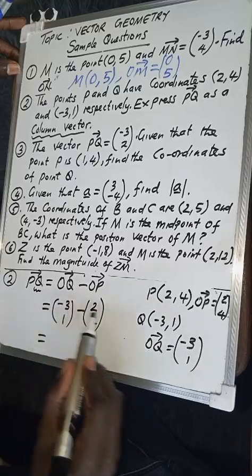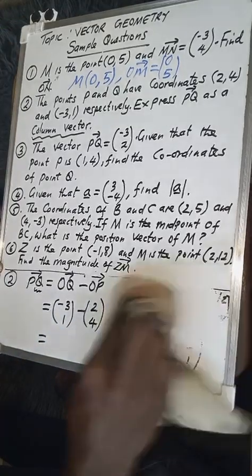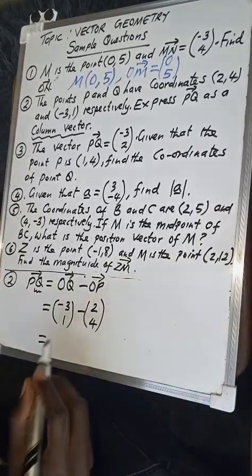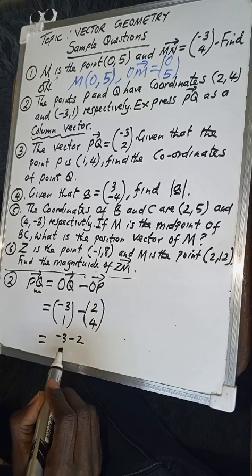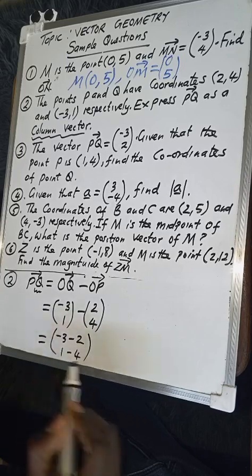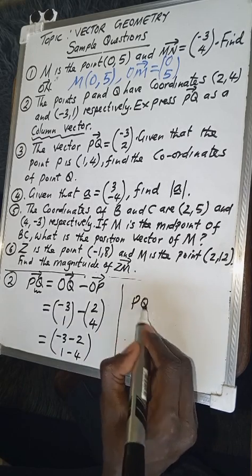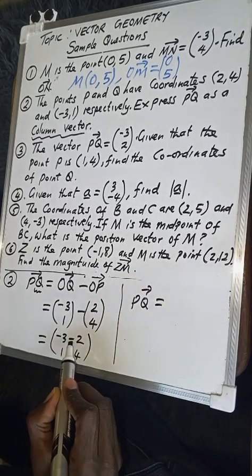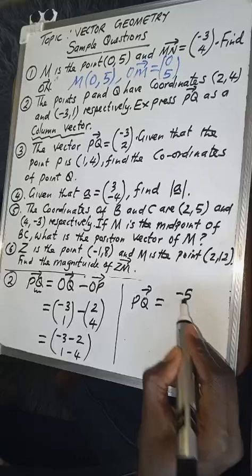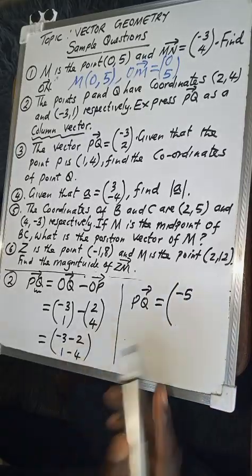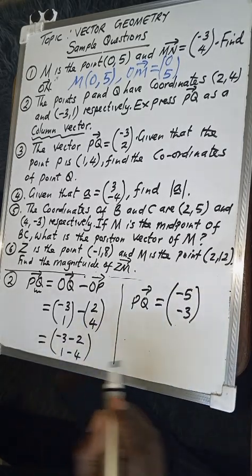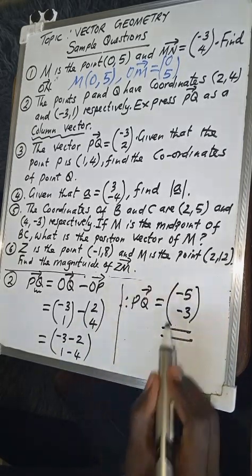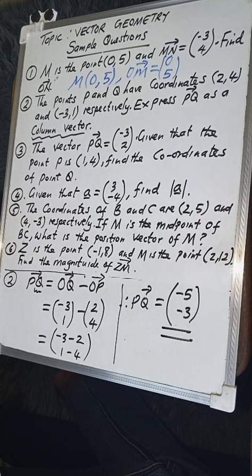That's what you do. Remember, you add or subtract what is corresponding. So it is going to be negative 3 minus 2, and here it will be 1 minus 4. Therefore, PQ will be equal to negative 3 minus 2, same signs you add, so that is negative 5. 1 minus 4 gives me negative 3. Different signs, you subtract and take the sign from the bigger one. So our PQ is negative 5, negative 3 in column form, because that's a vector.